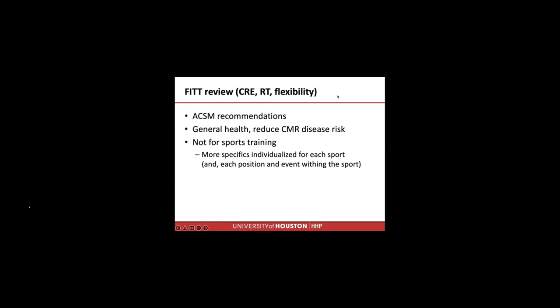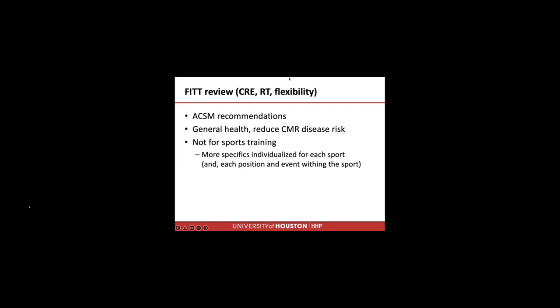It helps reduce cardiometabolic renal disease risk, so especially cardiovascular disease, reduce the risk for an MI. It also reduces the risk of developing type 2 diabetes. However, they are not for sports training.